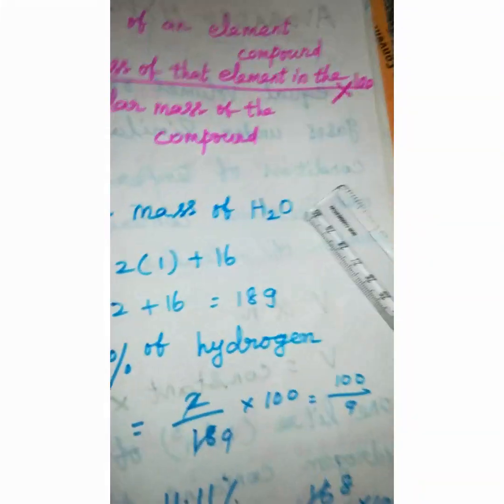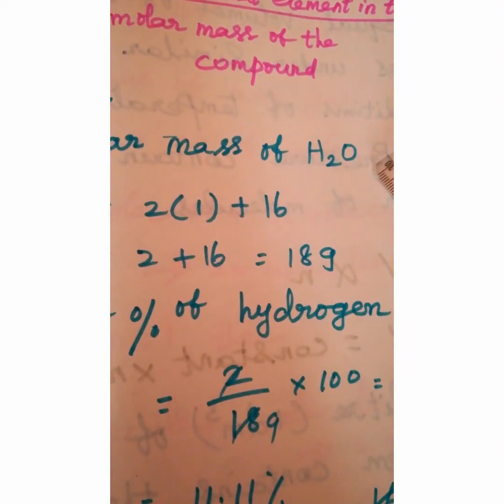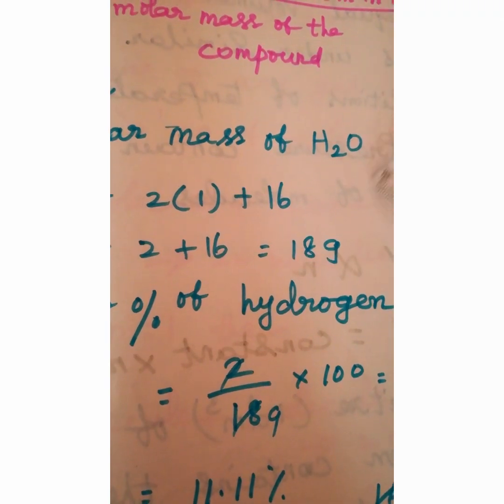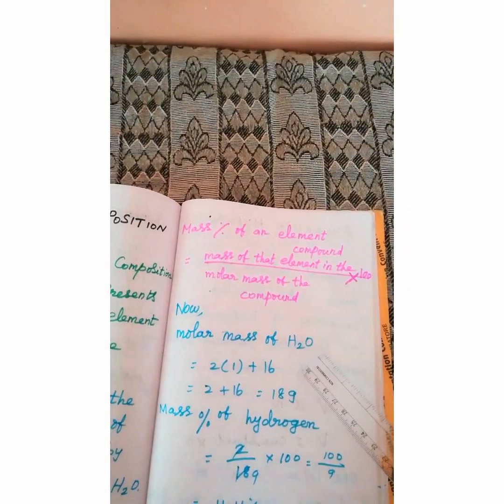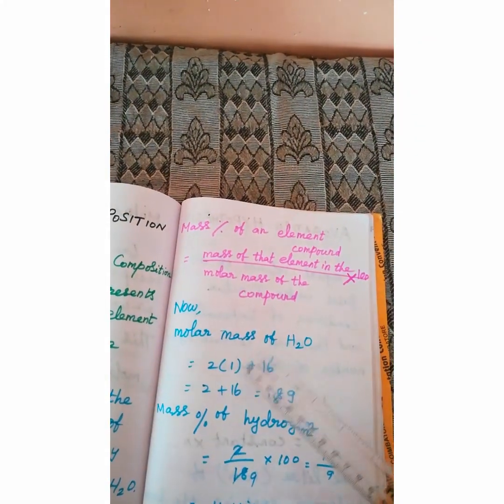How do you find the molar mass? Already we discussed. Molar mass of water is the sum of the atomic mass of all the elements. So, the sum of the atomic mass of all the elements in the compound is known as molar mass. So, what are the elements present in water? 2 atoms of hydrogen and 1 atom of oxygen.